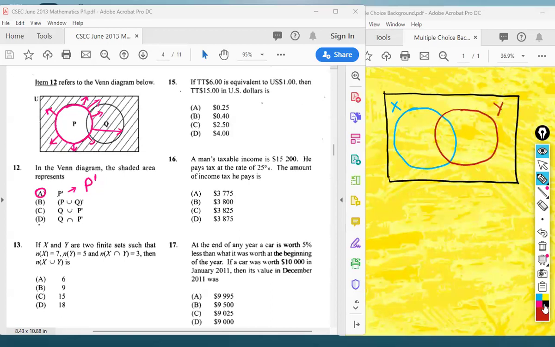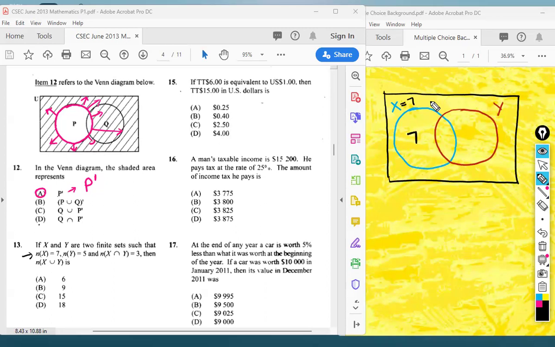So apparently, the number of people in X is 7. Where does that 7 belong? Does that 7 belong inside the blue circle, which is X, or does it belong outside the blue circle? If they say the number of elements in X is 7, and they just say it like that, no other grammar used, inside the blue or outside the blue?